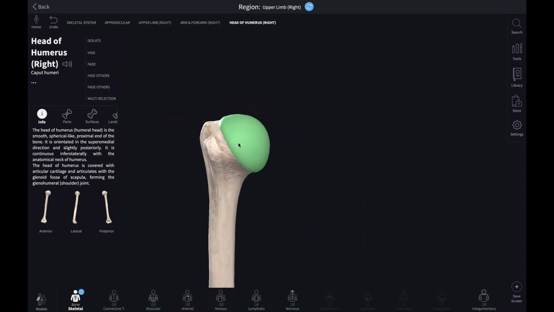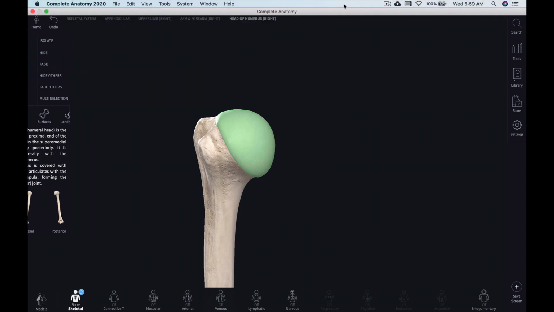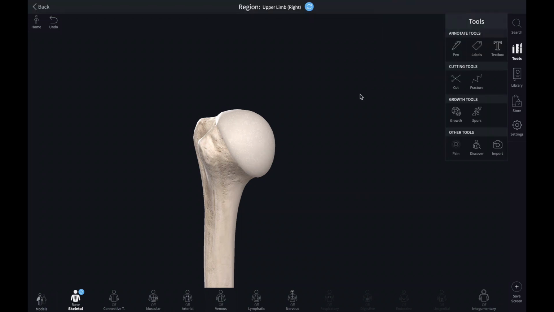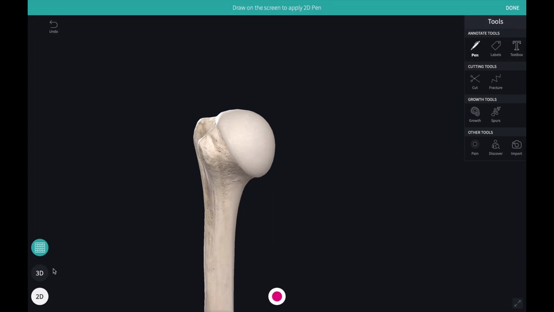Okay, so the head is followed by a neck region. This is what you have to understand. This part, what you see, is the anatomical neck. Let me draw with the pen and show you. So this part is the anatomical neck, and this part is the surgical neck of the humerus.